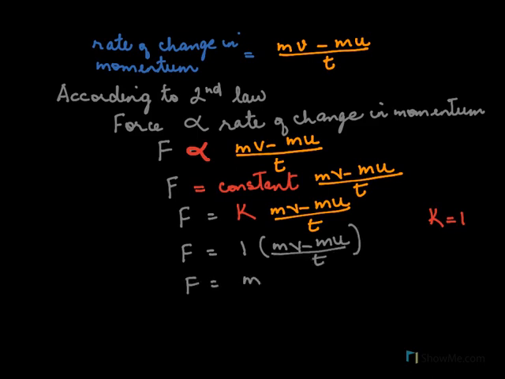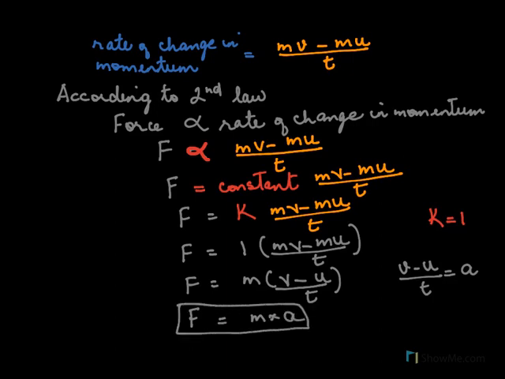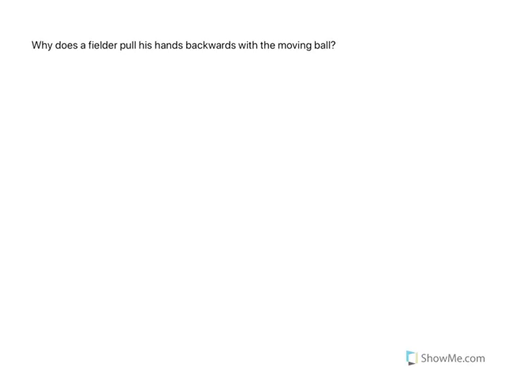So F equal to, I'll take m common, what remains is v minus u over t. And now you know that v minus u over t is acceleration. So F equal to m into a. This is how we get the derivation of force. Force equal to mass into acceleration. This is obtained by Newton's second law.